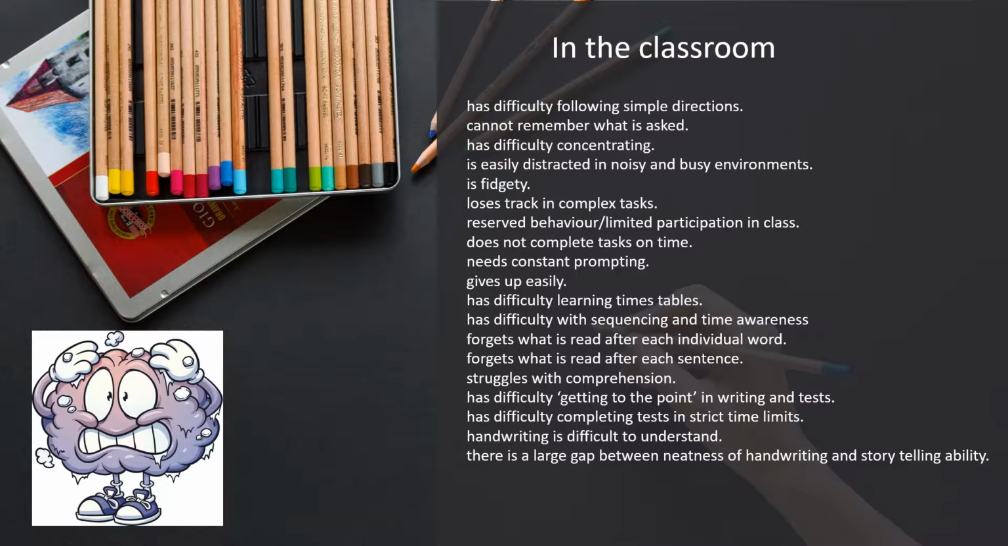So they also may have reserved behaviour or limited participation in our class, and I like to call that the lights on, nobody's home child. Those children are the ones that are sitting there, they're looking at you, but you know that they're not engaged, you know that they're not learning, you know that they've just shut down because either the environment is not suiting them, or alternatively the way that we're delivering our material is not appropriate for those kids.